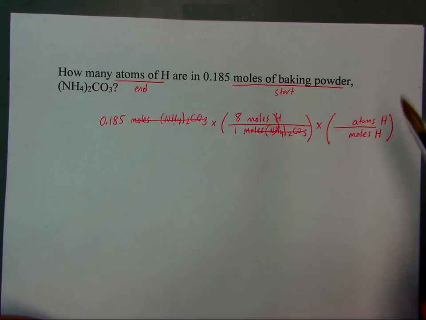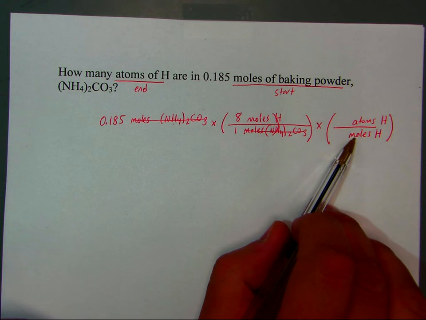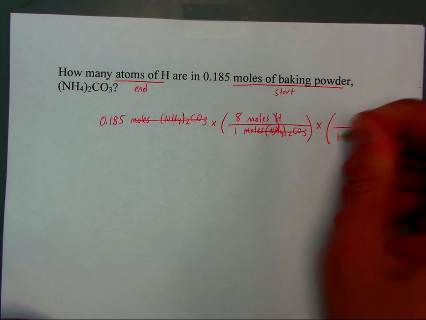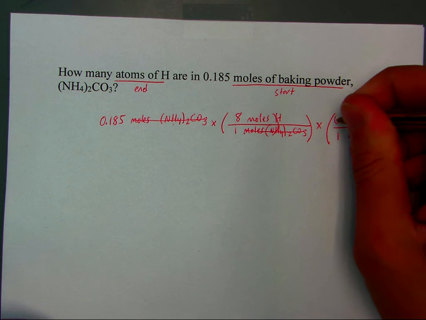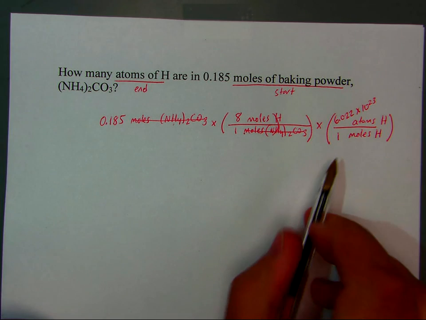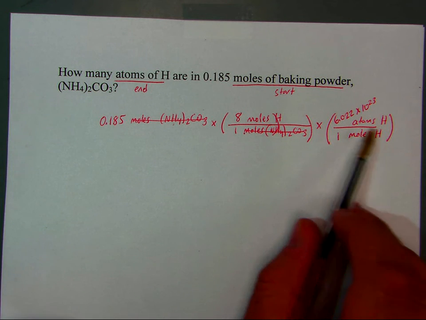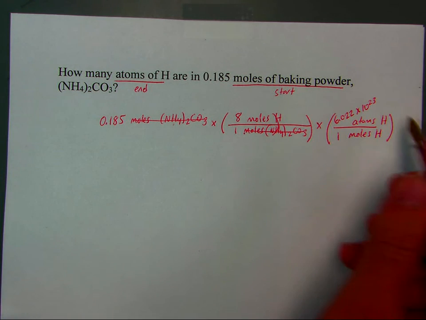I'm going to use Avogadro's number, which tells me how many of any particle, such as an atom, is in 1 mole of that stuff. So for every mole, you have 6.022 times 10 to the 23rd particles. Again, those particles can be atoms, molecules, ions, formula units, anything like that.